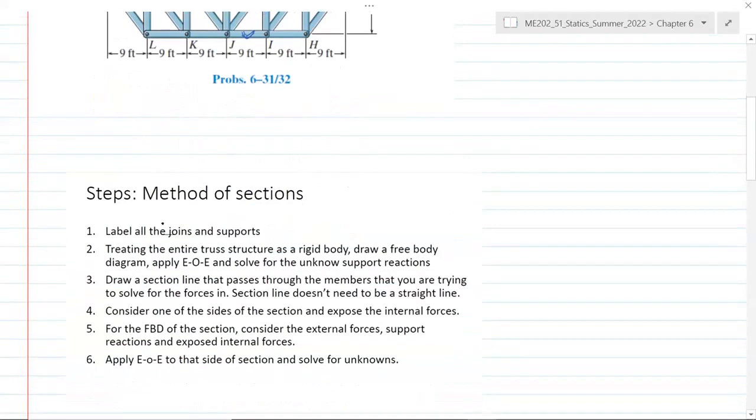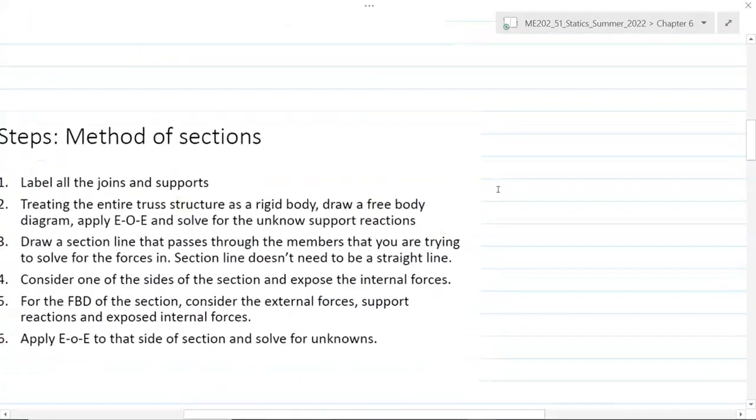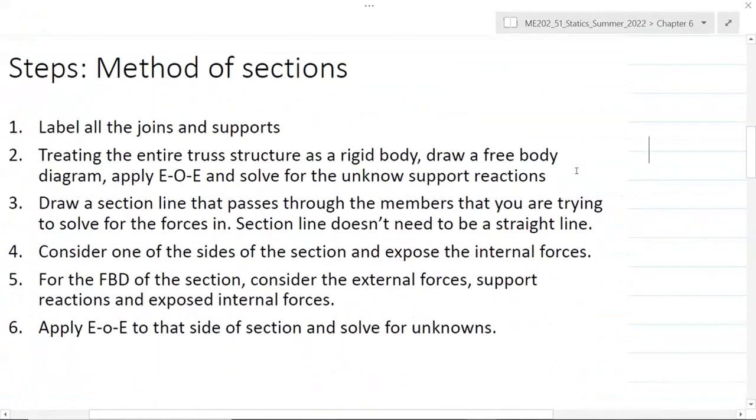Okay, so here are the steps for method of sections. Step number 1, label all the joints and supports. Treating the entire truss structure as a rigid body, draw a free body diagram and apply equations of equilibrium to solve for unknown support reactions. Draw a section line that passes through the members that you are trying to solve for the forces in. The section line doesn't need to be a straight line.